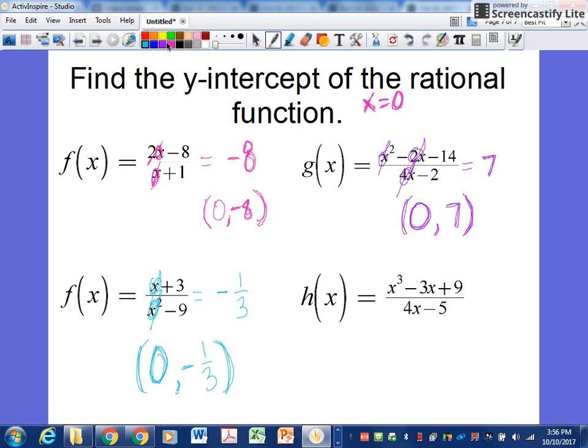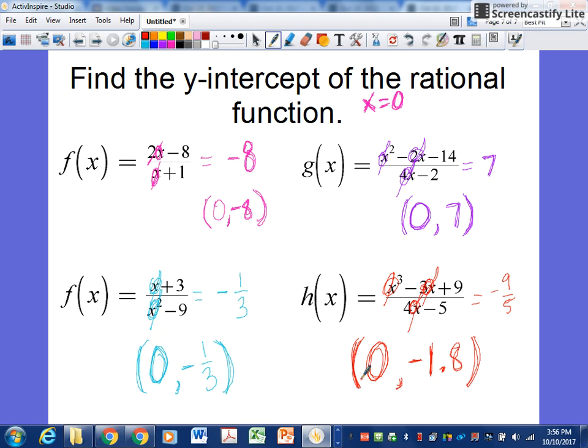And lastly, let's see, what color haven't I used yet? We'll just do red. We plug an x of 0 in here, an x of 0 in there, an x of 0 in here, and we get -9/5. Or if you don't like fractions, -9/5 is -1.8. That's where this one will cross the y-axis.